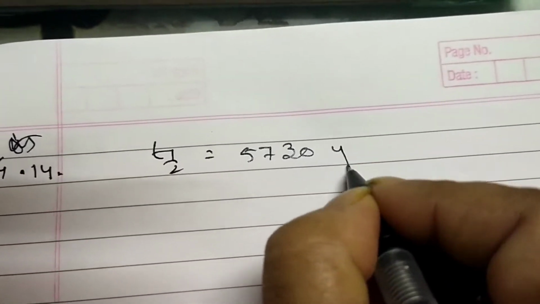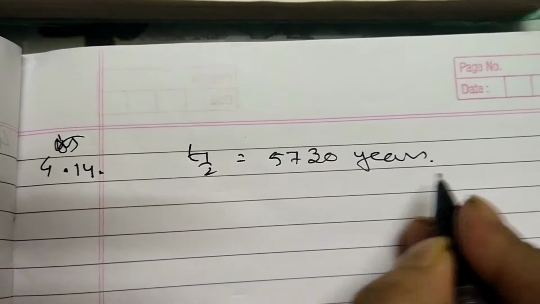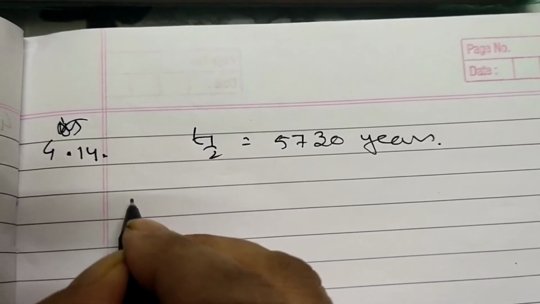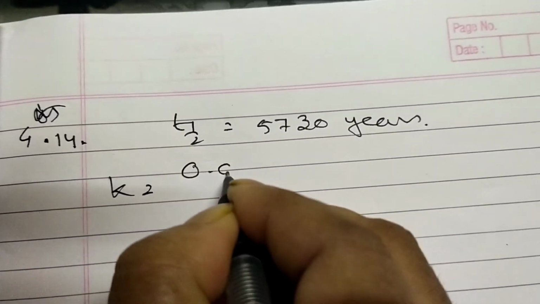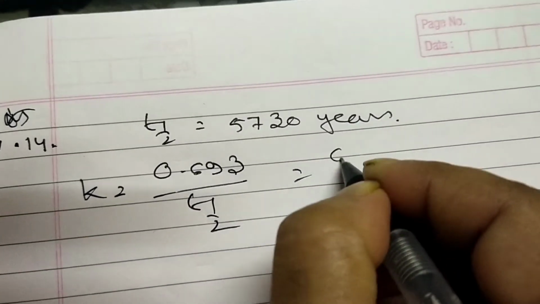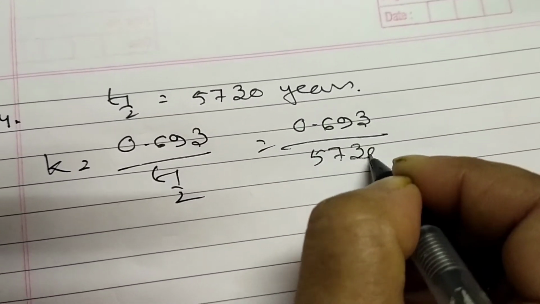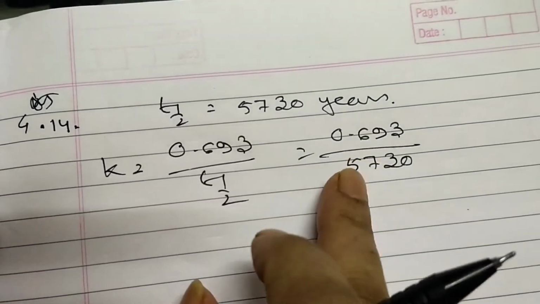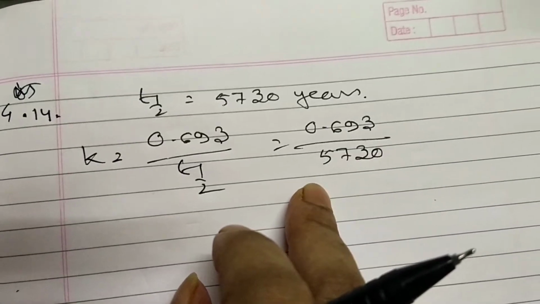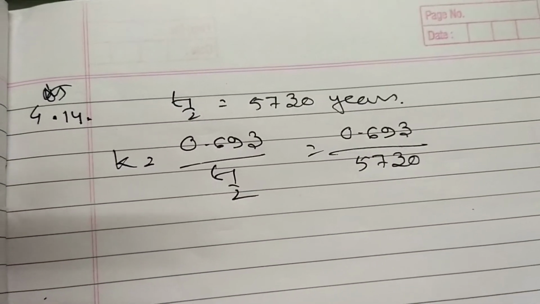5730 years. Okay. So now what do we have to find out here? K. So K equals 0.693 divided by T half. So it is coming 0.693 divided by 5730. Okay, 0.693 by 5730. Next, we are coming for K equals this one over.